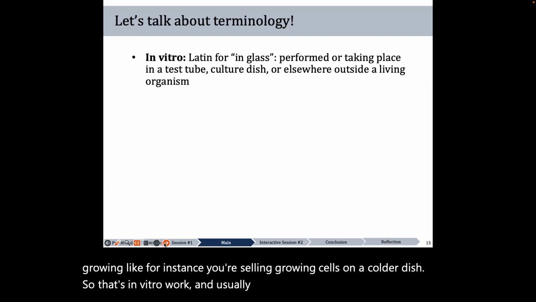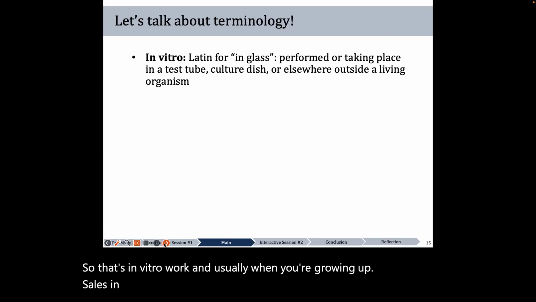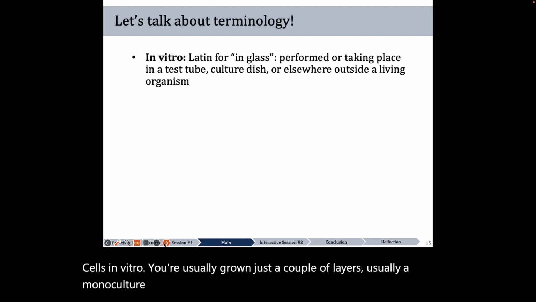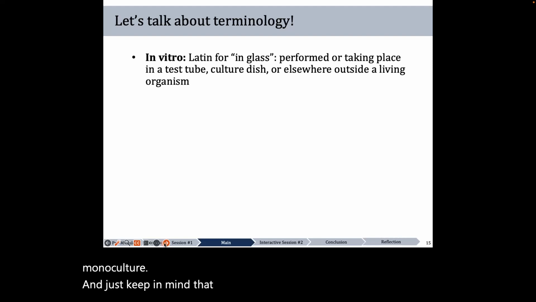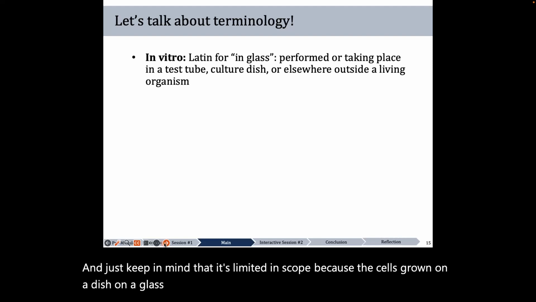And usually when you're growing cells in vitro, you're growing just a couple of layers, usually in monoculture. Just keep in mind that it's limited in scope, because cells grown on a dish, like on glass, are not very physiologically similar to what you would find in the body.